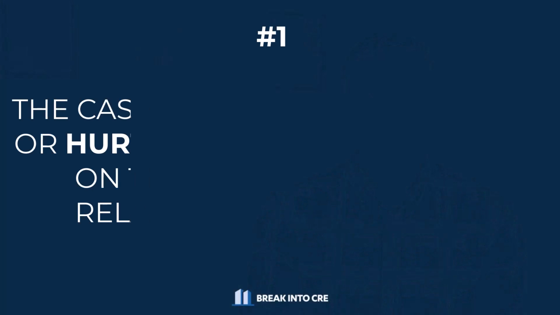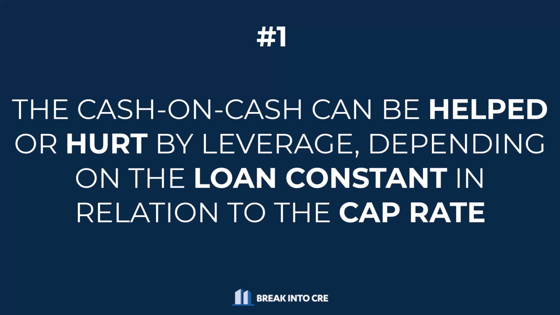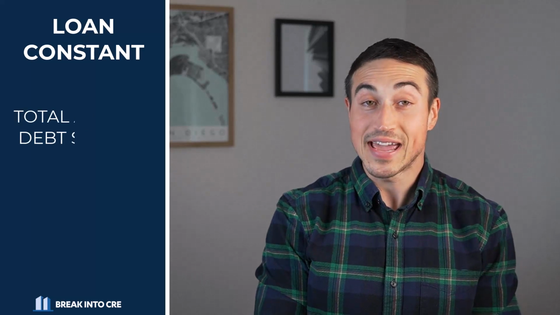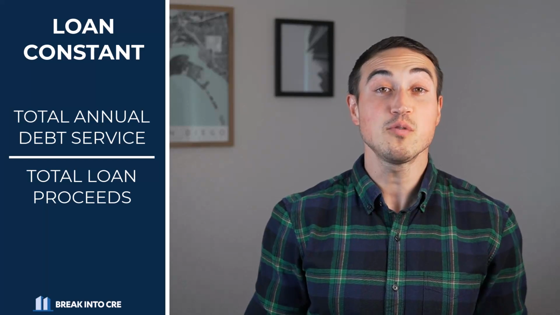But even though these metrics are different from one another, this doesn't mean that these two figures aren't related at all. And the first thing about the cash on cash worth noting in this video is that this metric can be helped or hurt by leverage on a real estate deal depending on the loan constant of the debt in relation to the cap rate. The loan constant is a very simple calculation representing the total annual debt service on a loan as a percentage of the total loan proceeds overall.